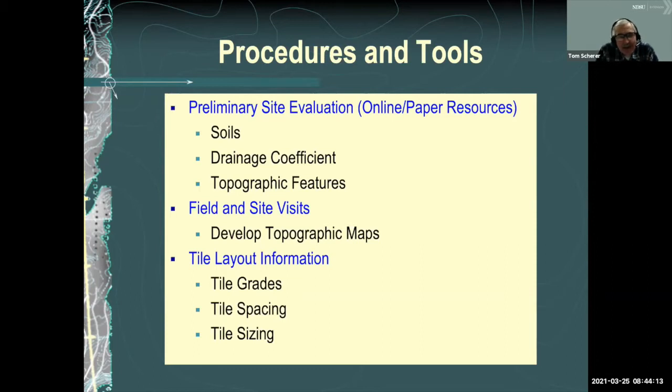And then, of course, you can get topographic features. Some of that is available online. And then I always say that you can't do tile right unless you get a field and site visit, visit with the landowners. And there you develop more detailed topographic maps, in particular the drains, the outlet. The actual elevation of the outlet may not be what shows up on your paper topographic maps, especially using LIDAR.